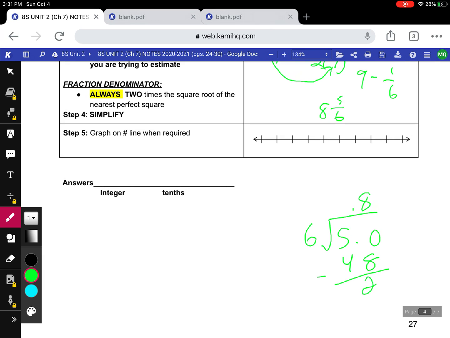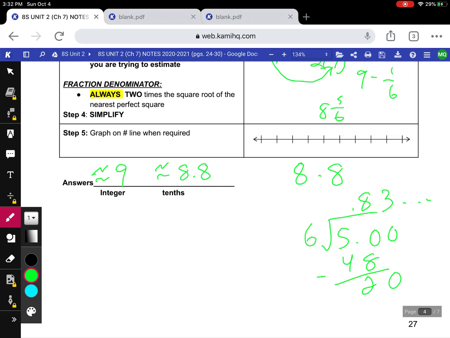We get 0.83, which keeps on going, so we're going to do 0.8. So my answer is 8.8. My nearest integer is approximately 9, and my nearest tenth place is 8.8. And then if we wanted to graph it, you can graph it on your number line. Let's see where we're at here. I'm going to let you guys use these two examples to try to figure out the rest of them.